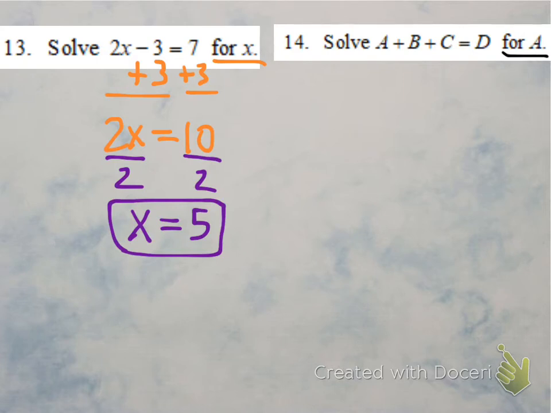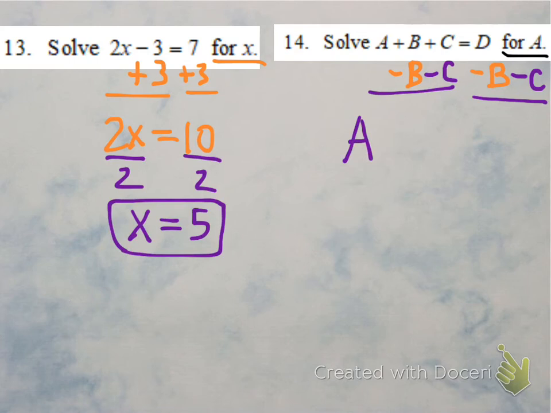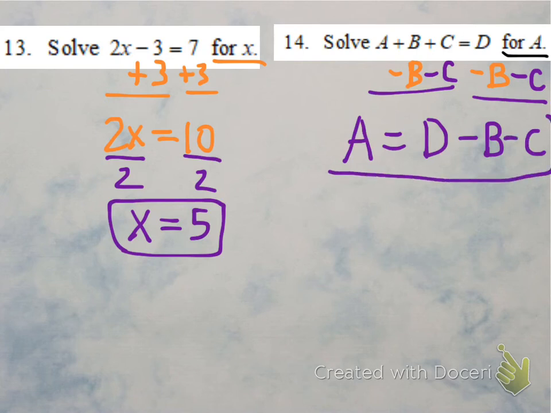On this one, we're solving for a. So we want to get the a by itself. To get rid of plus b, subtract b from each side. To get rid of that plus c, we can subtract c from each side. And so we end up with a by itself equal to d minus b minus c. So we have a by itself, so that's our final answer.